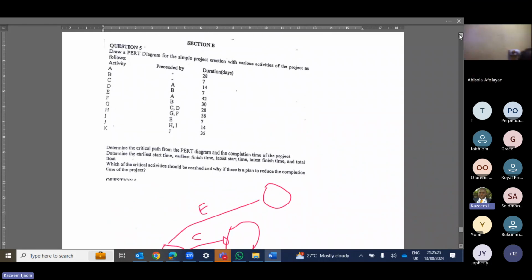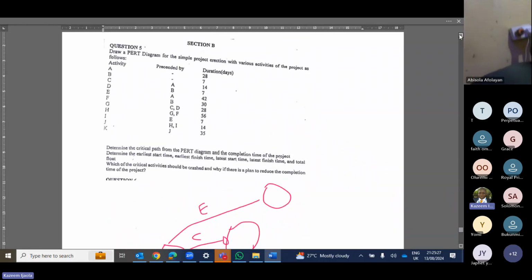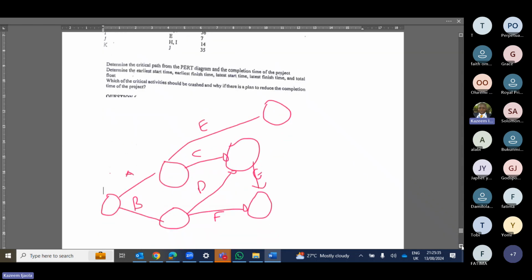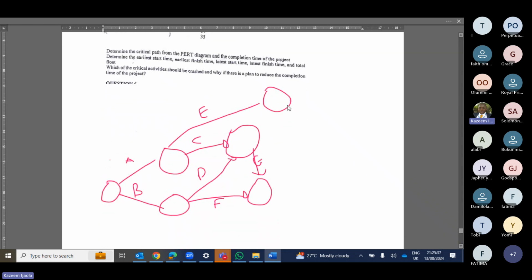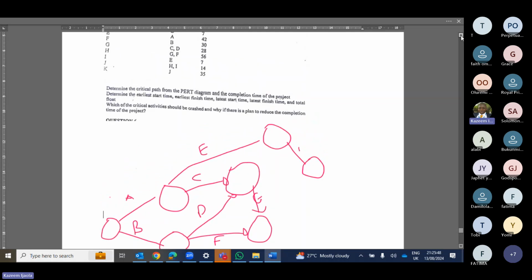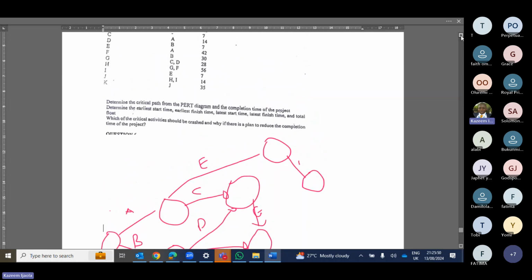So we have activity I, which is coming from where? From E. Activity I is coming from E. So this is our E, and you form your activity I from E. This is I. Then the next thing we form is what? Activity J.